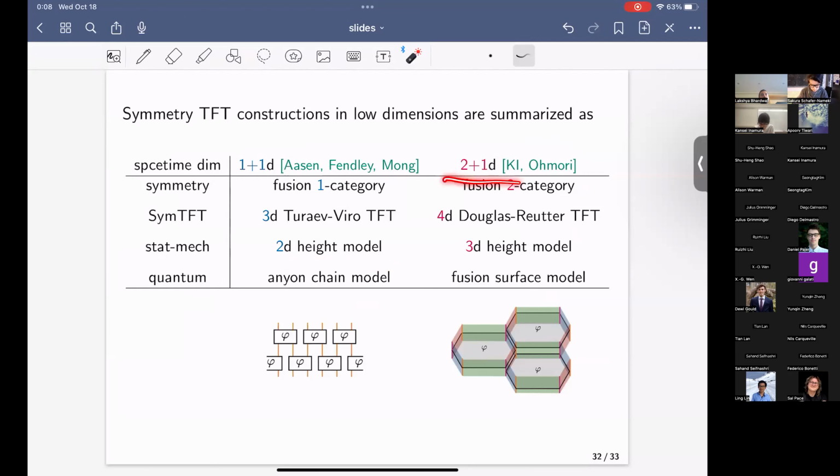And similarly, in 2+1 dimensions, a finite generalized symmetry is generally described by a fusion 2-category, and the corresponding symmetry TFT is the 4D Douglas-Reutter TFT, and the symmetry TFT construction based on this TFT gives us a 3D height model, and its quantum counterpart is the fusion surface model.